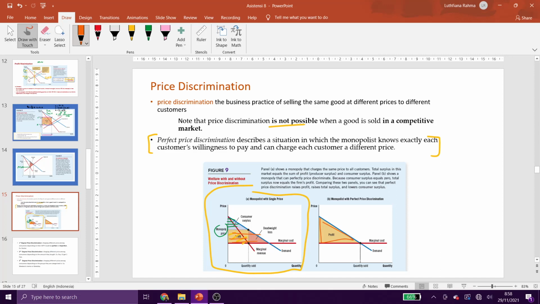So if a monopoly introduces price discrimination, they could take the consumer surplus area here and the consumer surplus area there. So all this triangle would be the profit of the firm. So that is how price discrimination works.